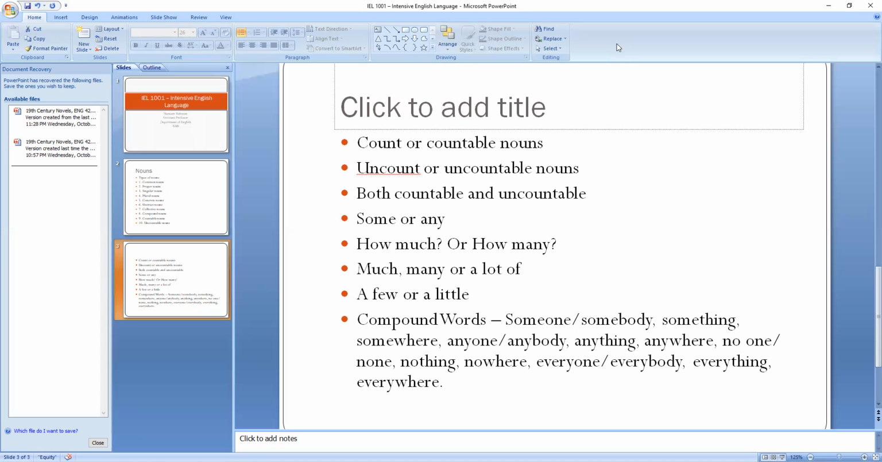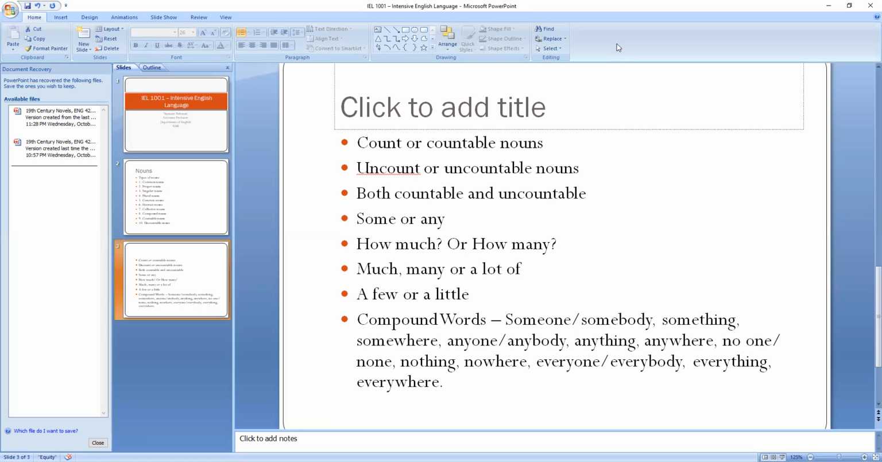Good. Now we go to a few or a little, or few or little. Few goes with countable nouns and little goes with uncountable nouns. For example, suppose your tooth hurts. Does your tooth hurt? You will say just a little. You can't say just a few because you cannot count your toothache. So you will have to say just a little. I am going to the dentist tomorrow.